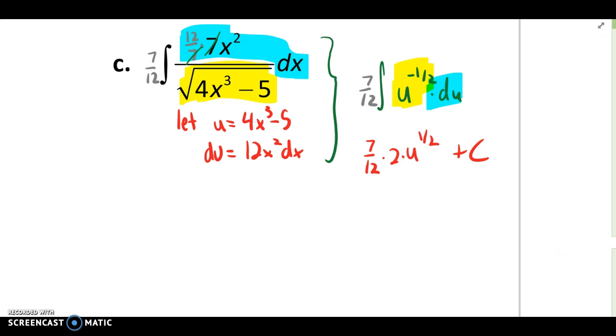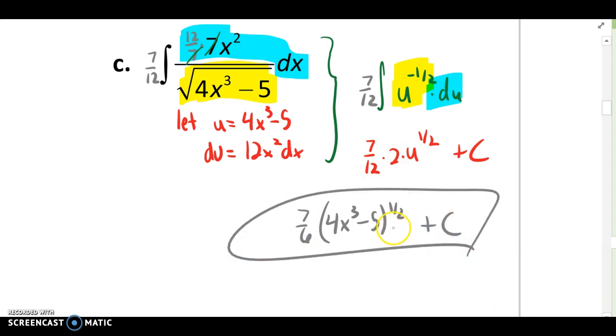We do need to make sure we plug the 4x cubed minus 5 back in for this u. So it's 4x cubed minus 5 to the 1/2, times 2 times 7/12, or if you want to simplify it, 7 times 2 is 14, 14 over 12 would be 7/6, plus our constant. That looks a little bit better, but again, you didn't have to do it that way.